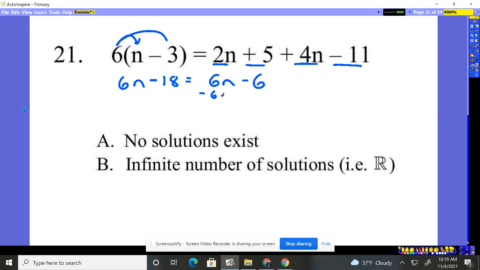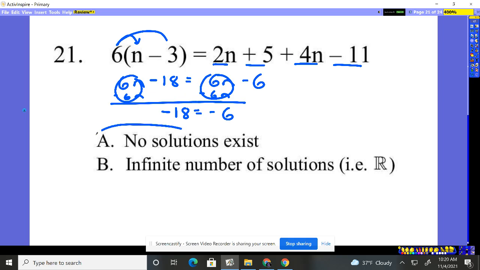Now, if I move my variables over, they disappear. They go all the way away, and you have no variables left, and you're left with a statement that's not true. It's false. That never happens. Well, if that never happens, that means no solution is going to exist for the n. There's nothing you can put in for n that will ever make it true. If the statement had been a true statement, like negative 18 equals negative 18, then it would have been B. But it wasn't, so the choice was A.